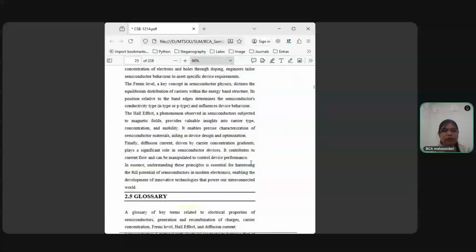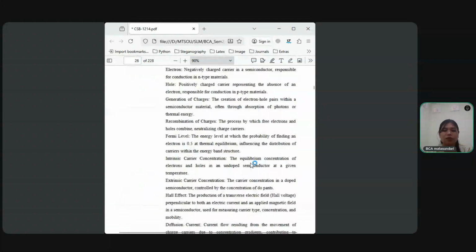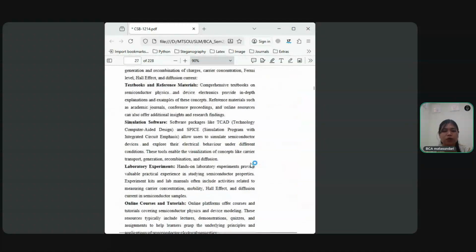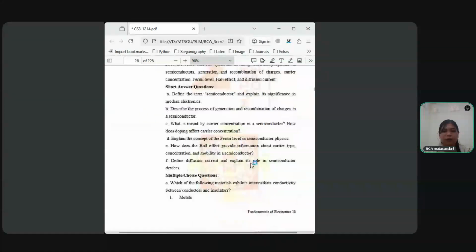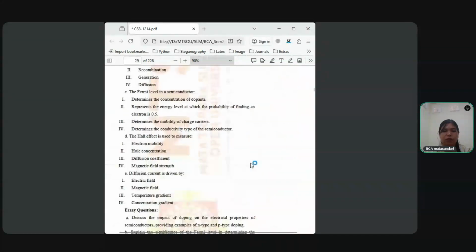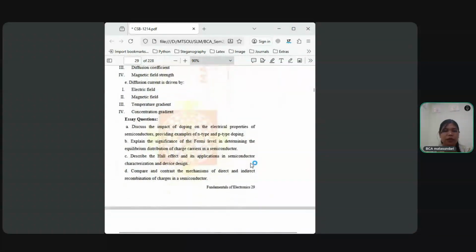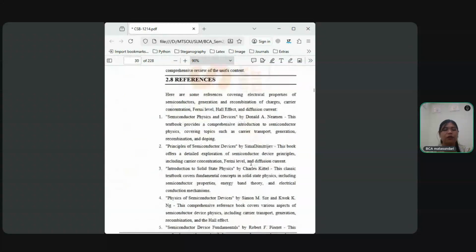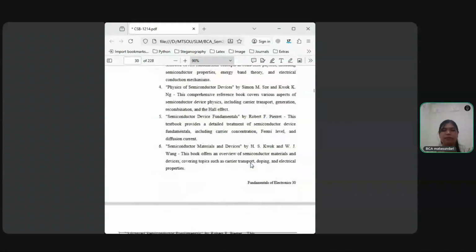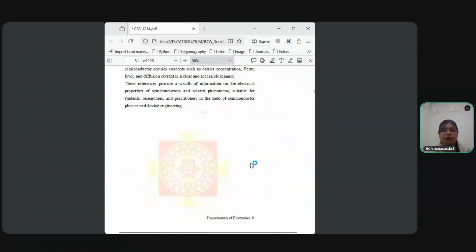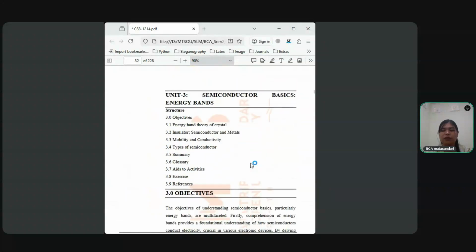So this is the end of our second unit. You can go through your SLN and study different questions; essay questions and multiple choice questions will be there. So practice for better understanding. Next, moving to our third unit.